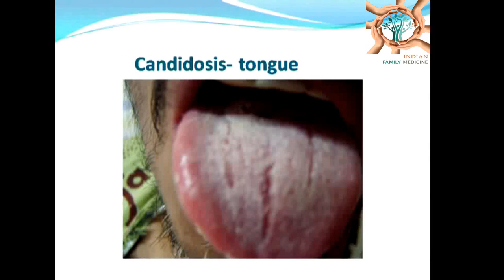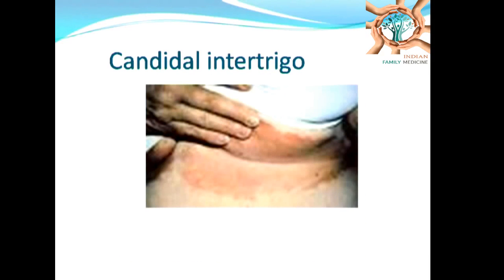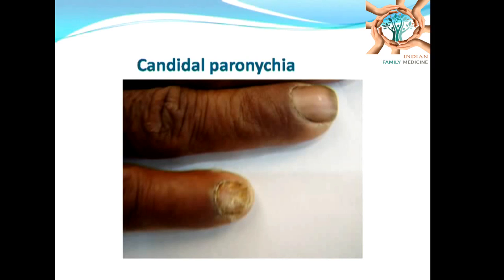So here is a classical appearance of candidosis of the tongue. And here is an intertriginous dermatitis. And here you can see the chronic paronychia caused by Candida. There's loss of the cuticle, and you can see the swelling around the proximal nail fold, and one of the nails also shows a secondary dystrophy. And this is candidal intertrigo of the feet.